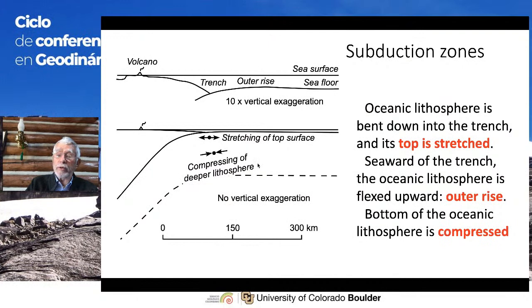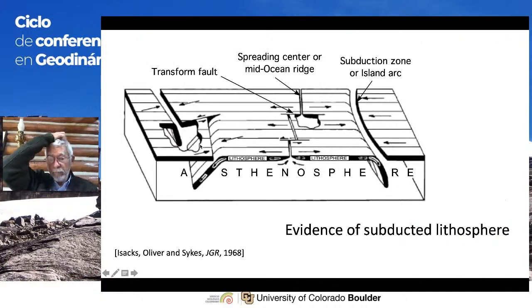And we know this from earthquakes. Earthquakes show that the top surface is stretched, but we have deeper earthquakes that show that it's compressed, essentially perpendicular to the trench down at greater depth. So this is a simple thin elastic plate stretched at the top and compressed at the bottom as it's bent down. So what about subducted lithosphere?